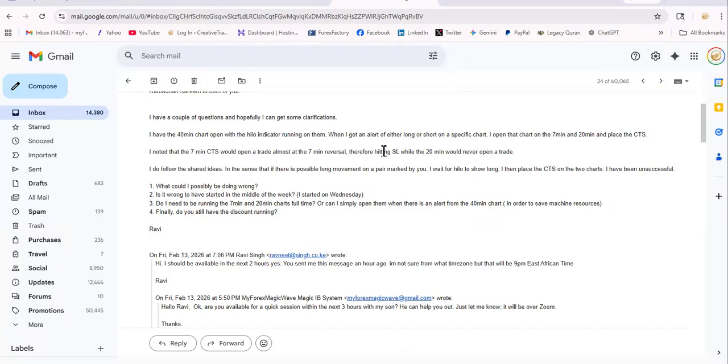But yeah, if you take the 7-minute, every 40-minute reversal, and then you place the 7-minute CTS on 7-minute, then you're probably going to have SL hit a lot of times, right? Don't do that. And don't expect that 20-minute will open the trade immediately. No, it's not. The 7-minute will move a little bit in the direction, 50, 60, 70 pip, sometimes even 100 pip, and then make the retracement.